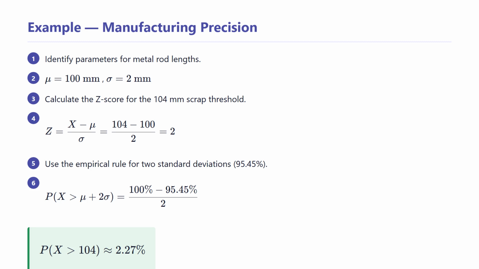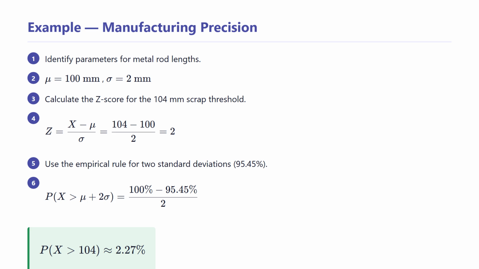Let us try a more advanced engineering example. A machine cuts metal rods with a mean length of 100 millimeters and a standard deviation of 2 millimeters. What percentage of rods will be longer than 104 millimeters and scrapped? First, we calculate the z-score to find how many standard deviations our target is from the mean. We subtract the mean of 100 from 104 and divide by the standard deviation of 2. The result is exactly 2.